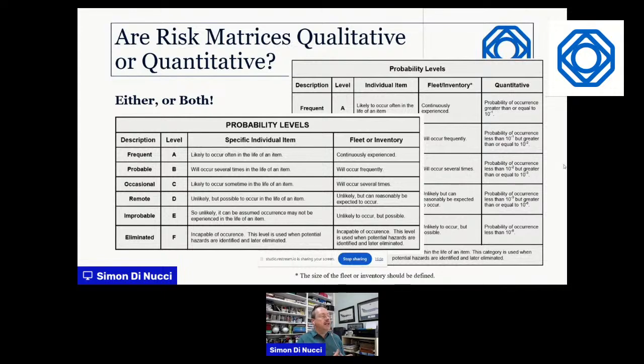And also in 882E, we've got the very same levels from frequent down to eliminated, in numbers. So we've got, let's say, 1 in 10 for A, down to between 1 in 10 and 1 in 100 for B, for probable, and so on. And it goes down by 10 every time. So when I was talking about per decade, that's what I was talking about. That's pretty typical of a lot of risk matrices. So we can do one or the other, or both if we want to.